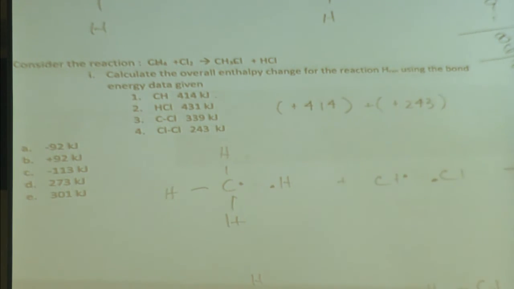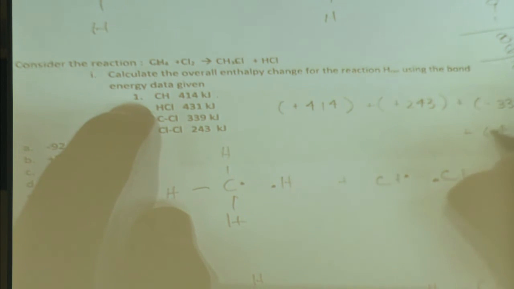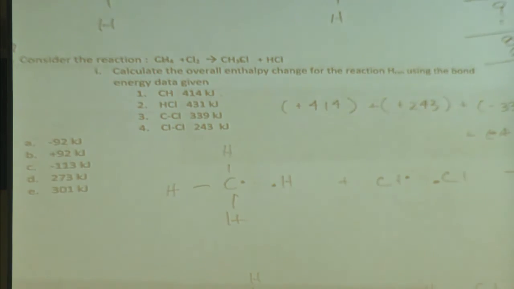Now, we go over the arrow, and to get this bond to form, what do I have to do? Yeah, awesome. So we're going to form a bond between carbon and chlorine, and we're going to form a bond where else? Hydrogen and chlorine. So we find that. And then we just do the math.